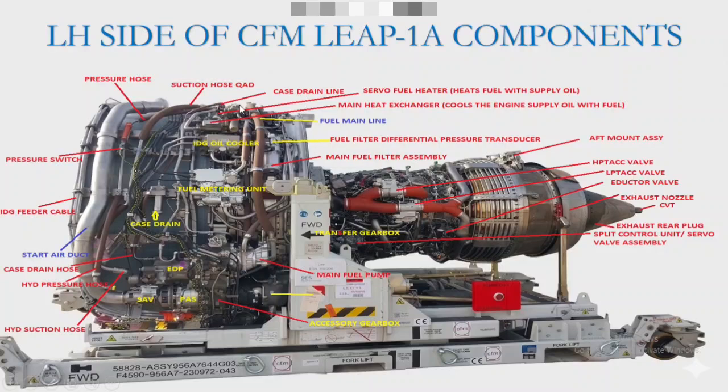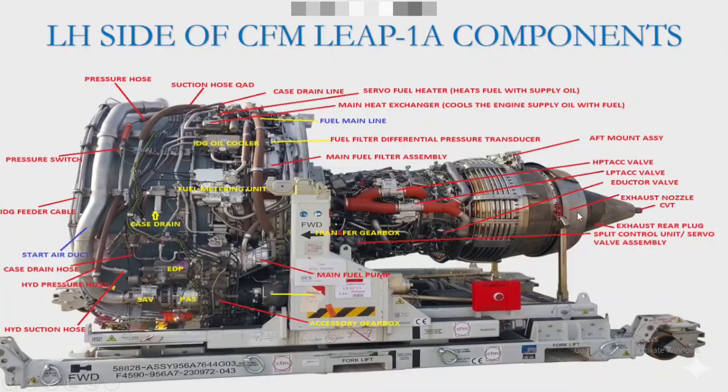And this is your case drain line. This will also connect to the pylon. And this is your fuel main line. So this is your fuel pump. And if you go further, here you'll find the split control unit servo valve assembly. And this is your exhaust rear plug. This is the center vent tube, exhaust rear plug.